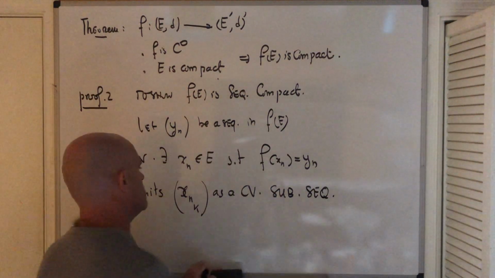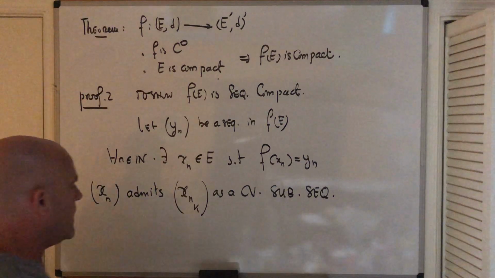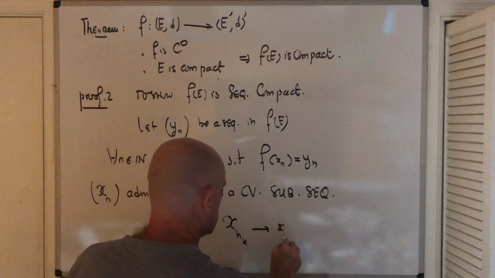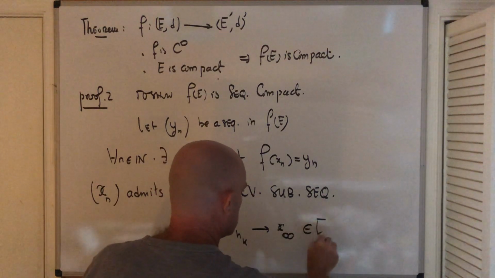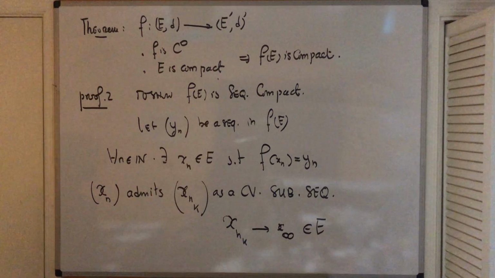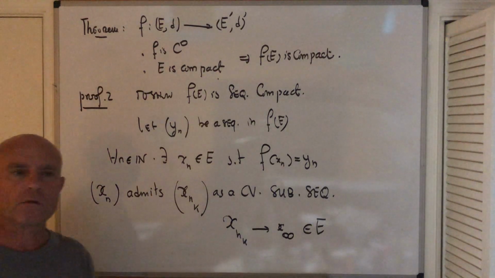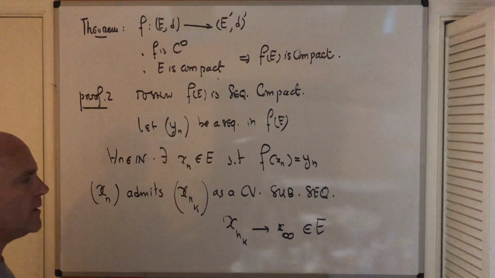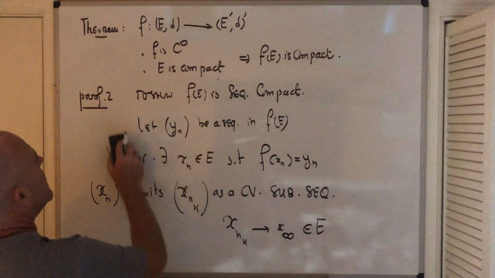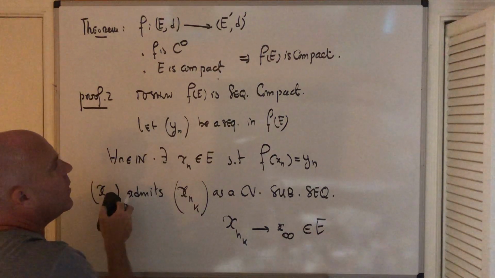Take a convergent subsequence, so let's say x_{n_k} tends to x_infinity, which belongs to E. I don't think that I will need x_infinity. And now, f is continuous. What does it mean that f is continuous? Let's see what it takes now for y_n.